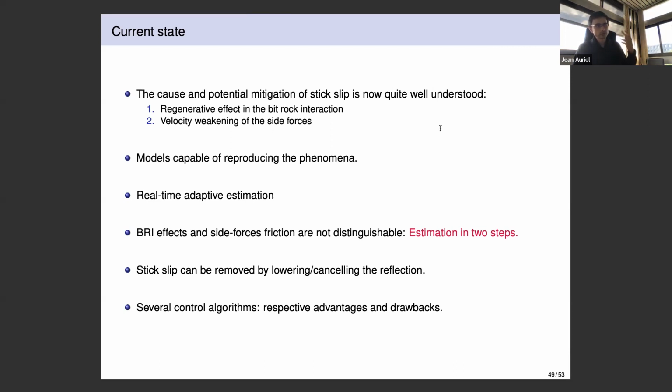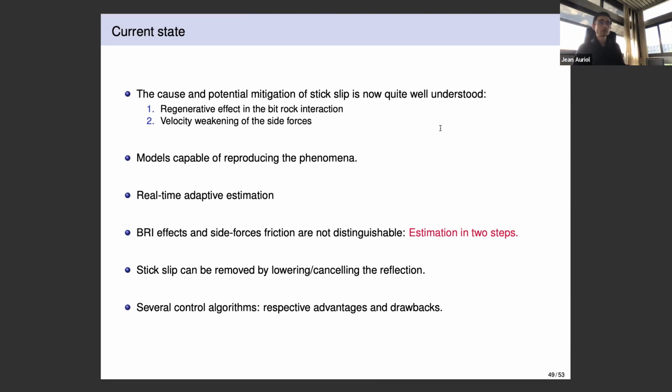When the bit is off bottom, the estimation procedure works correctly, and it has been tested against field data. When you have a bit-rock interaction, unfortunately, the effect of bit-rock interaction and the side force effects are not distinguishable. So you have to perform the estimation in two steps.